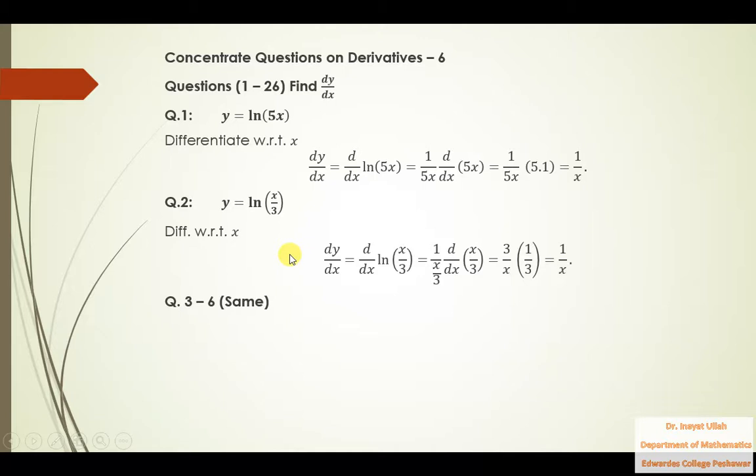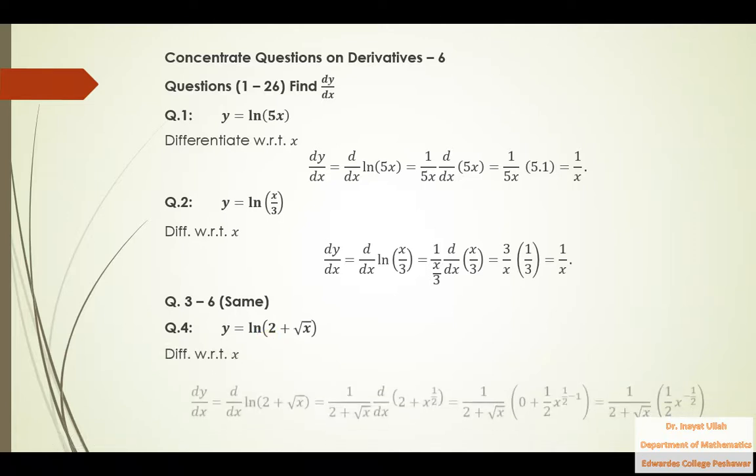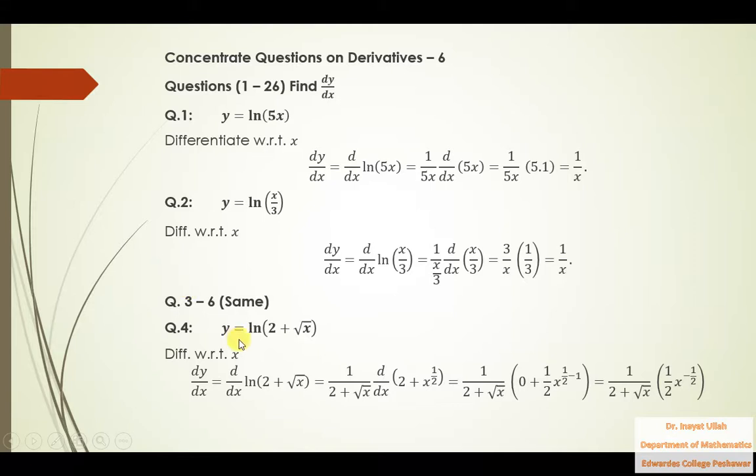Question number 3 through 6, those are the same questions. Among those questions 3 to 6, we are going to solve question number 4. We need to find the derivative of this function, y is equal to natural log of 2 plus square root of x. So differentiate this function with respect to x, applying d/dx on both sides, so that will become dy/dx, and this is d/dx of natural log of 2 plus square root of x.